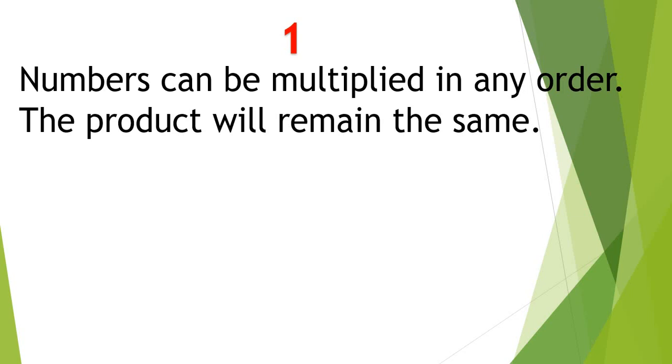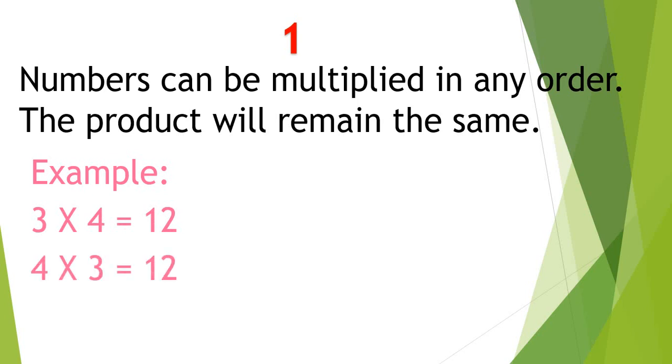Let's see some example. 3 4s is 12, that we all know. But if we change the order, that is 4 multiply 3 is also 12. So the answer of 3 4s and 4 3s is same. That's why 3 4s is equal to 4 3s.